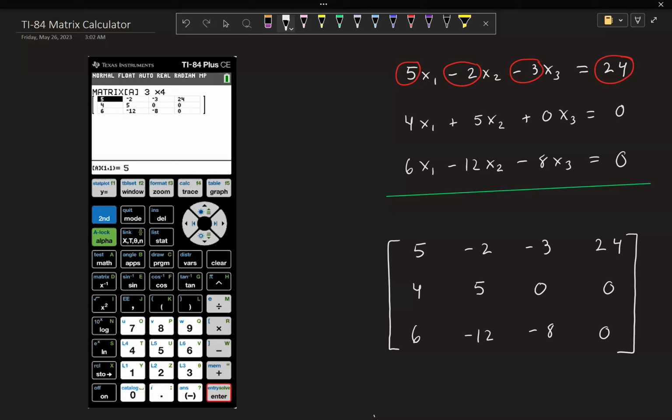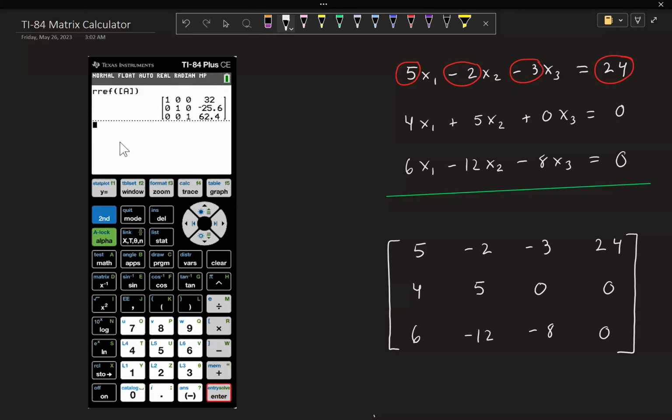Okay, so after you've done that, you can quit out of it, and then you can go back into second matrix, and then you're going to want to go over to math, and then scroll down until you find RREF. Now that stands for reduced row echelon form, and you don't need to know the details of it, but you're just going to click enter on that, go back into the matrix, select your matrix A or whichever one you used, and then just press enter.